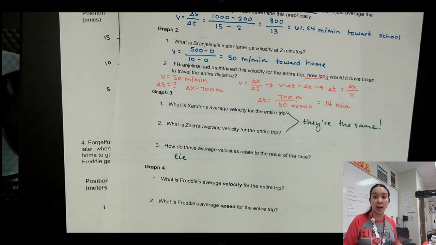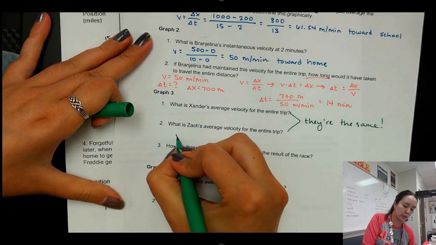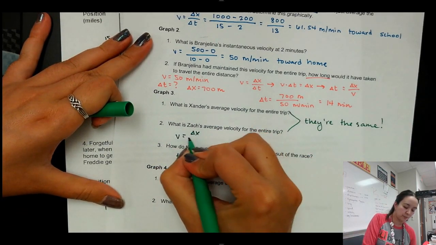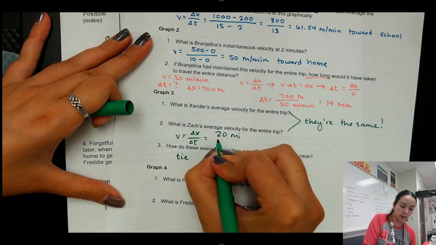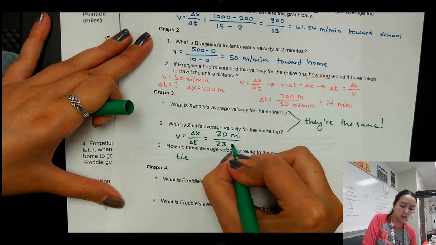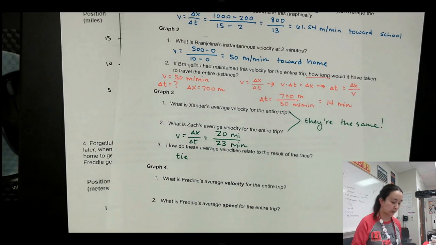So if you wanted to calculate what that average velocity is, y'all are capable of plugging those numbers into your calculator. They traveled 20 miles in 23 minutes. So crunch that. That's going to be your answer.